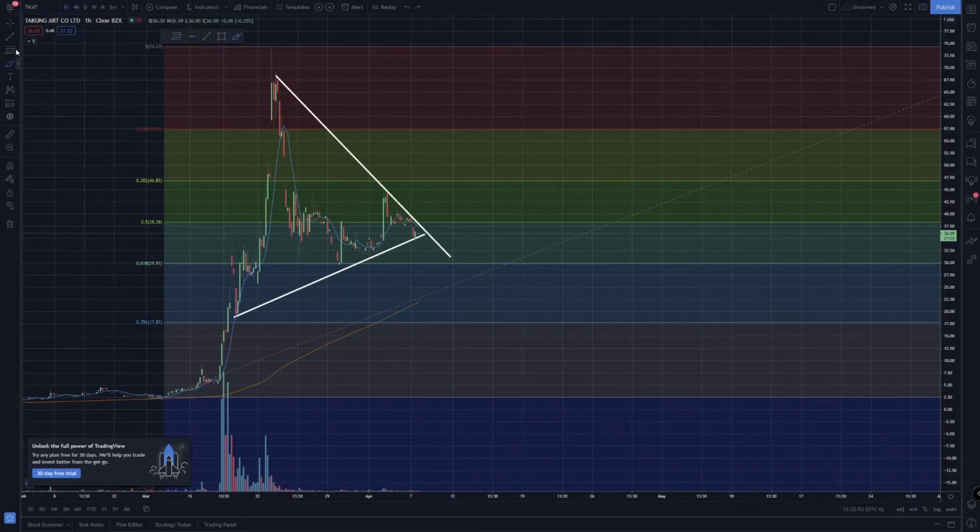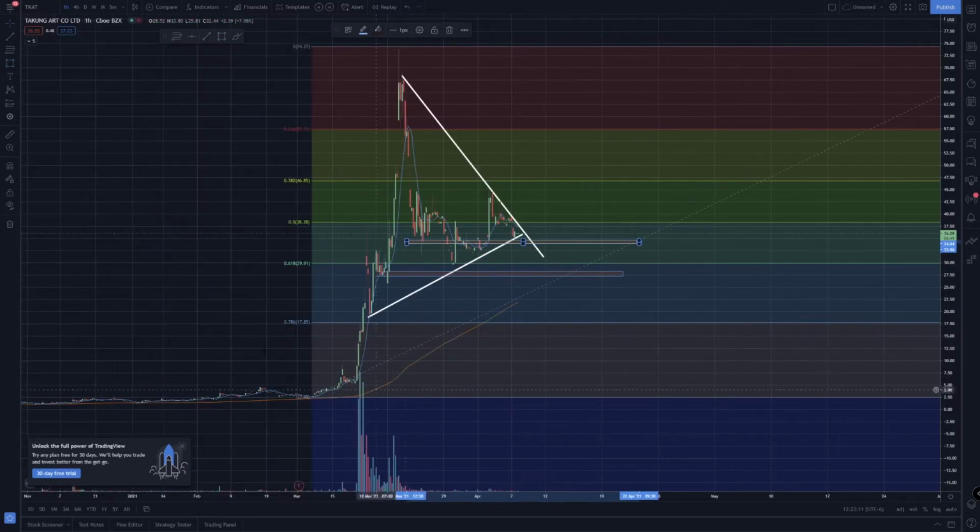The other thing I've been doing is setting up some buy levels. So if we go into the rectangle tool, we can draw little square areas right here, and maybe something like right here, and maybe something down here like this.